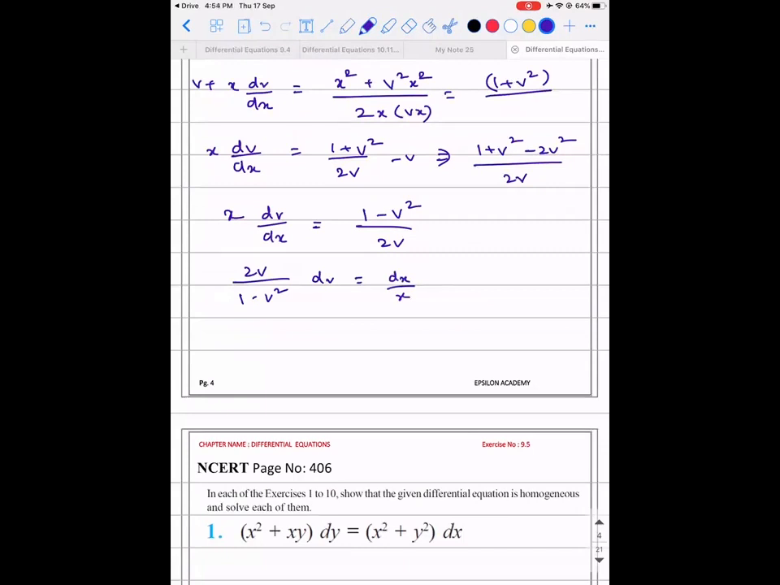So I think you need to take 1 minus v square as t. Then the numerator will be minus dt. So left hand side is 1 minus v square is equal to t and then proceed. Right hand side is obviously log x. So remaining part you know to solve.